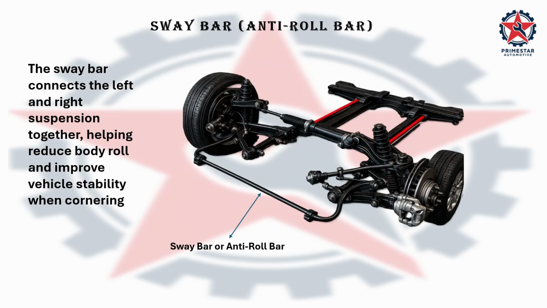Returning to the complete suspension, notice again how the sway bar reaches from one side to the other. That across-the-vehicle position is one of the easiest ways to identify it underneath the vehicle.